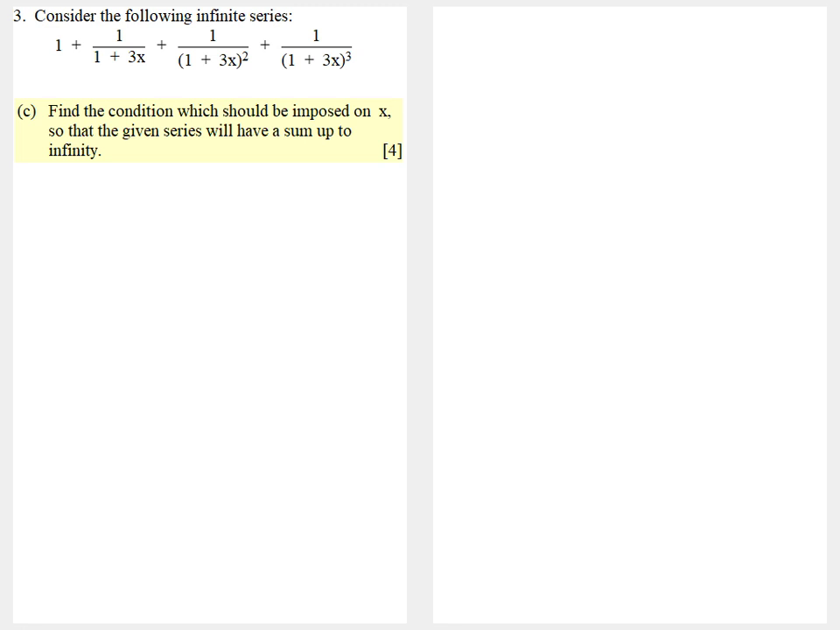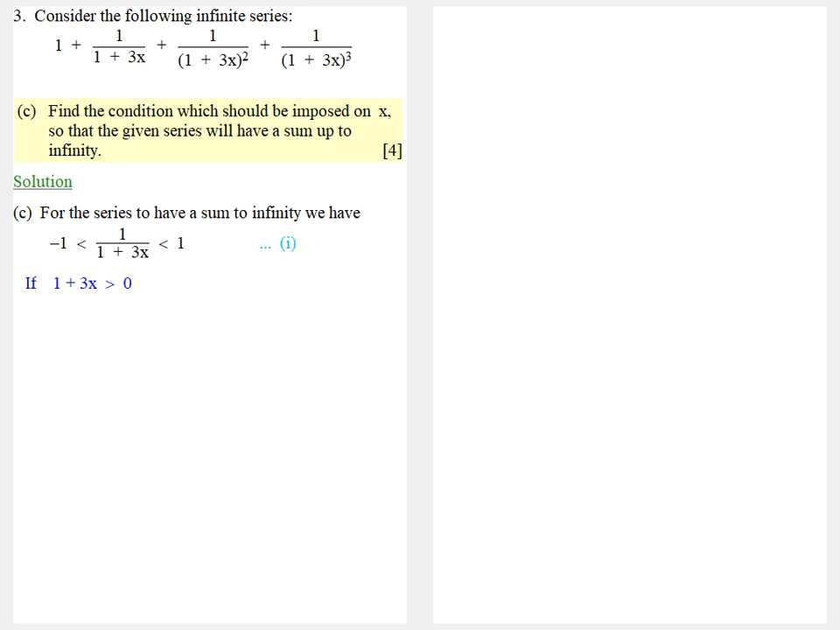Now in part C, we're asked to find the condition which should be imposed on x so that the given series will have a sum up to infinity. Now the common ratio is 1 over 1 plus 3x. And for the series to have a sum to infinity, that must lie between minus 1 and 1. So minus 1 is less than 1 over 1 plus 3x, which is less than 1. Now what we want to do is get rid of the fraction by multiplying by 1 plus 3x. The problem there is that if 1 plus 3x is negative, you have to change the direction of the inequalities.